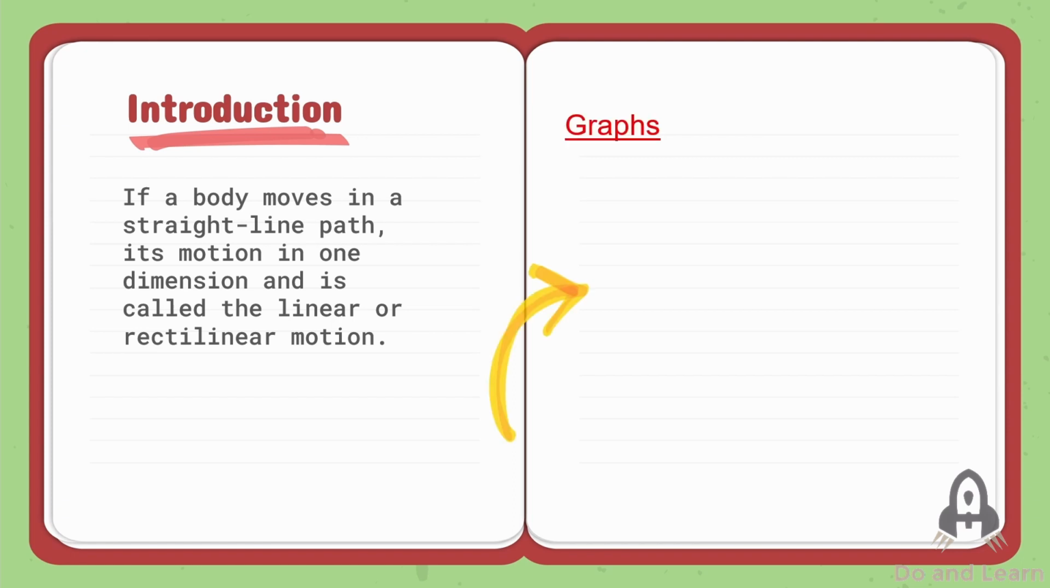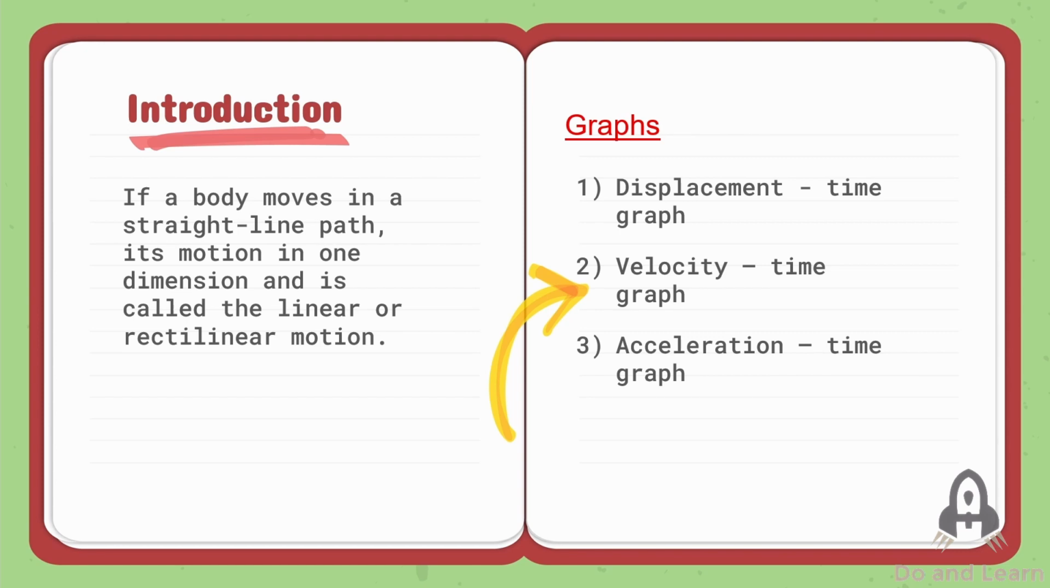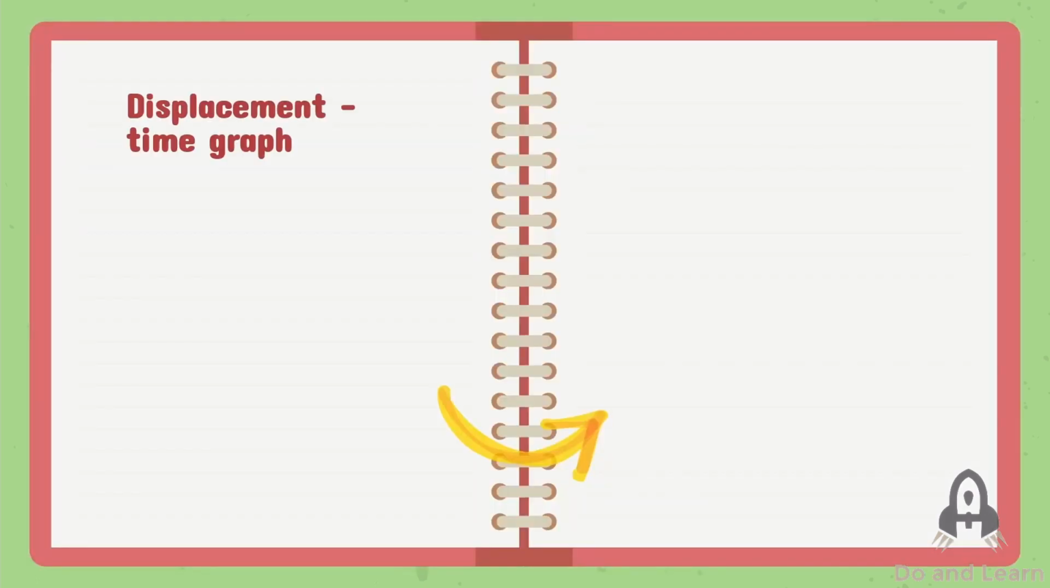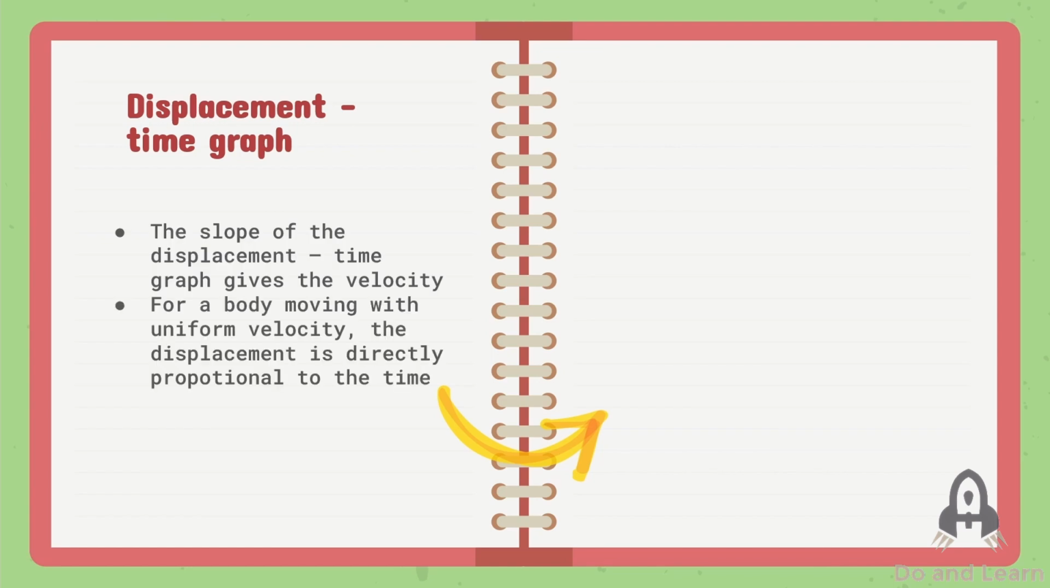Let us continue. There are mainly 3 types of motion graphs: displacement time graph, velocity time graph, and acceleration time graph. Let us study what a displacement time graph is. The slope of the displacement time graph gives the velocity. For a body moving with uniform velocity, the displacement is directly proportional to the time.